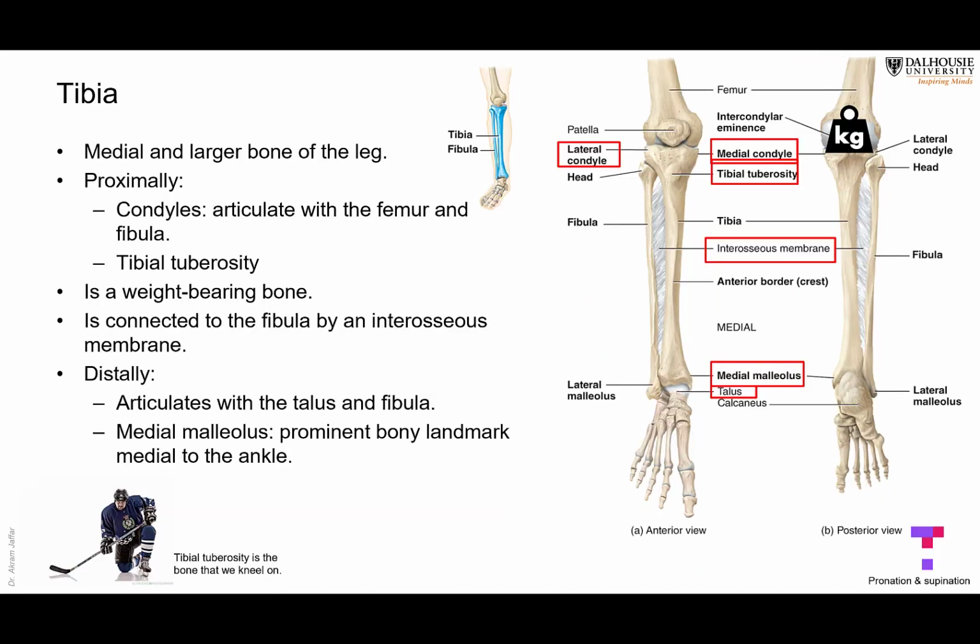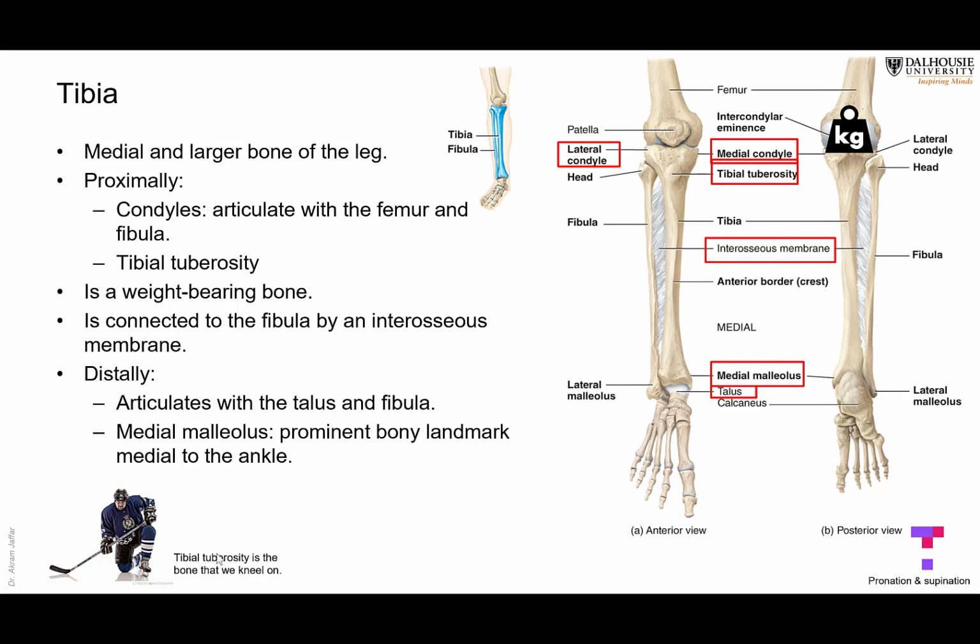The tibia is the medial bone, is the larger bone of the leg, and is the weight-bearing bone. It has condyles, like the condyles of the femur, that articulate with the femur, and it has a tuberosity anteriorly. You can feel your tuberosity, a big tuberosity. It is the bone that we kneel on, the tibial tuberosity.